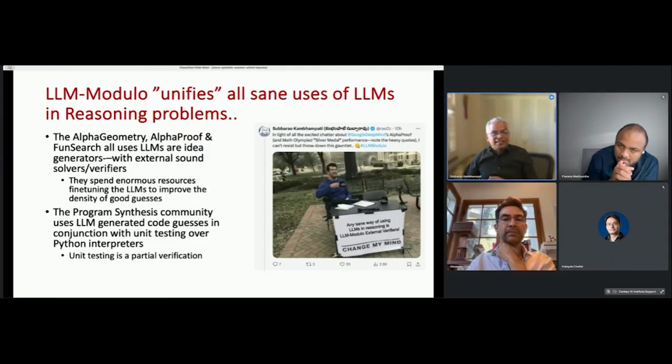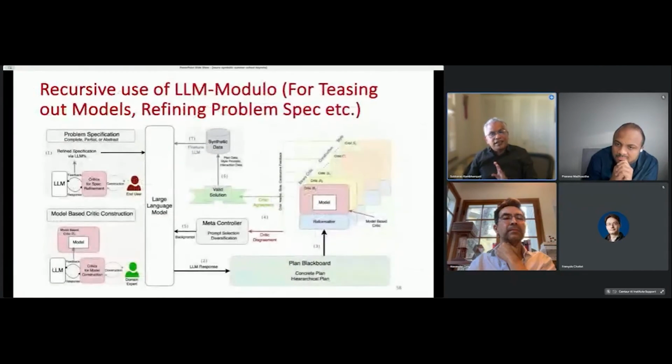The program synthesis community is also, I think, a little bit of that, which probably Francois will be talking about. They're also very sane people. They realize that you don't just give the piece of code that the LLM guesses as the correct code. You actually have unit testing. Unit testing is a partial verifier. If it fails the unit test, then you know that the code is wrong. If it passes, it may still be wrong, but at least it passed the unit test.